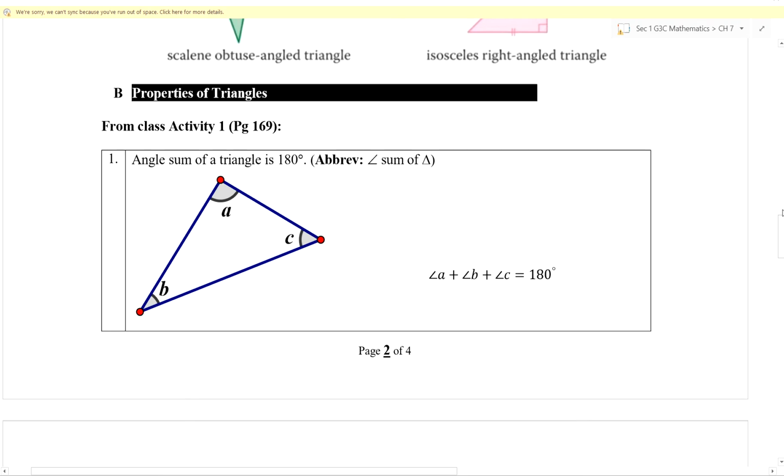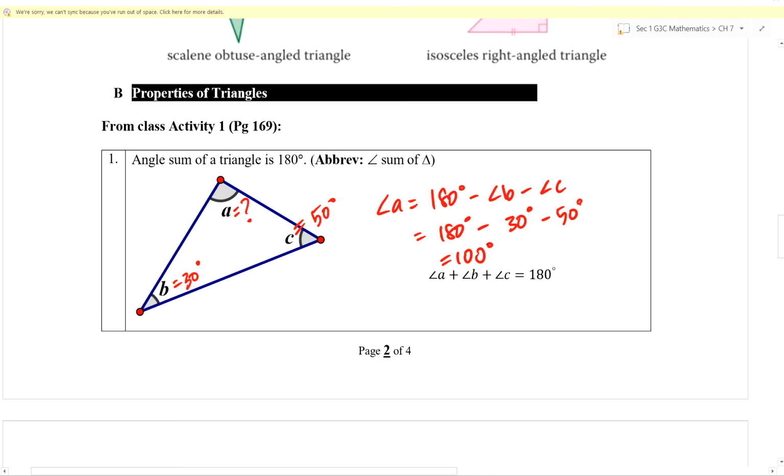Now, we have learned in primary school that the sum of the angles in a triangle is 180 degrees. Whenever we want to use this property, say for example, we want to find the value of angle A, when we are given B, for example, equals 30 degrees and C equals, for example, 50 degrees. If we want to find the value of angle A, this is what we'll do. Angle A is 180 degrees minus angle B minus angle C. Substituting the values, minus 30 degrees and minus 50 degrees, we get the answer of 100 degrees.